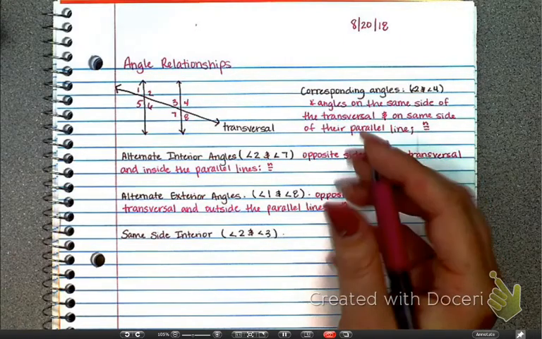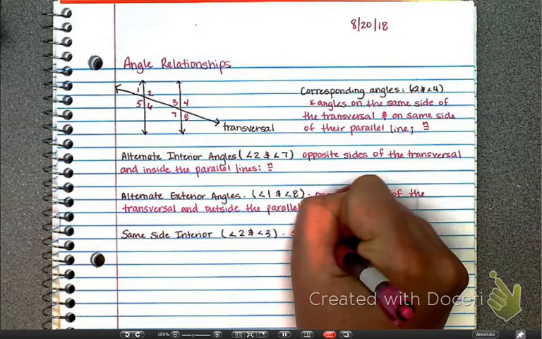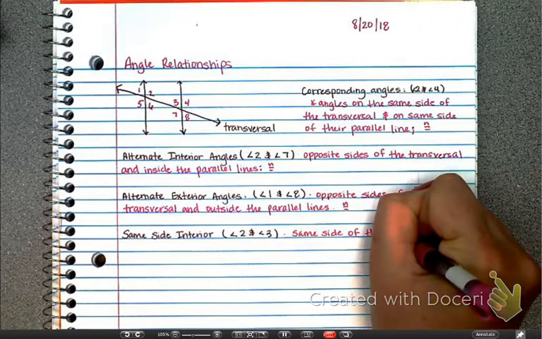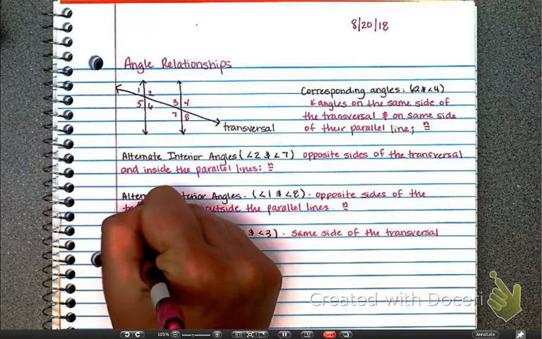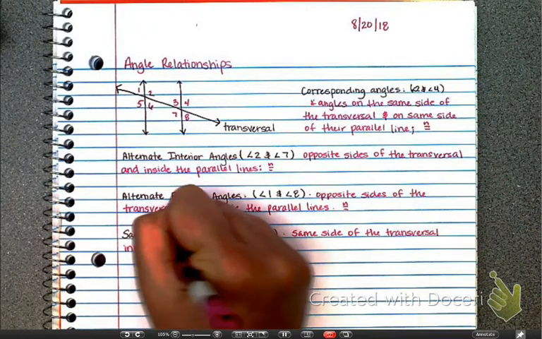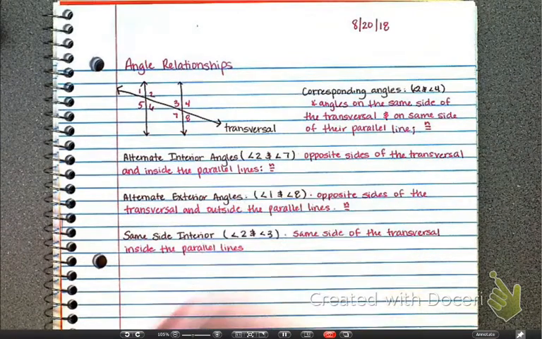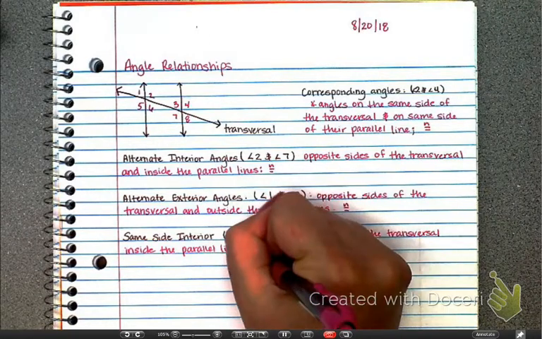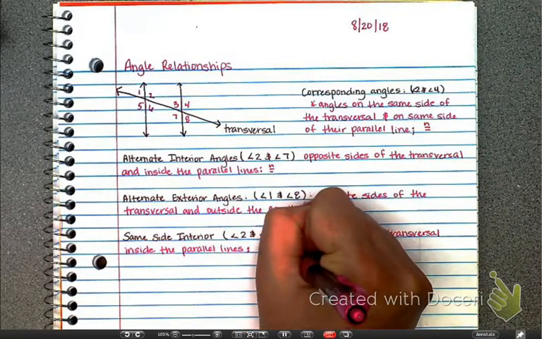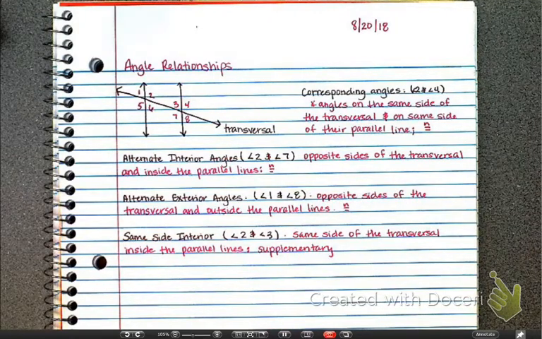Correct. So same side interior angles are on the same side of the transversal, inside the parallel lines. And are these congruent or supplementary? These are supplementary. And again, supplementary means what? They add up to 180.